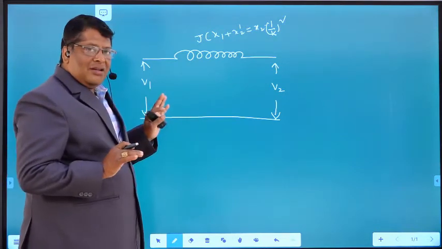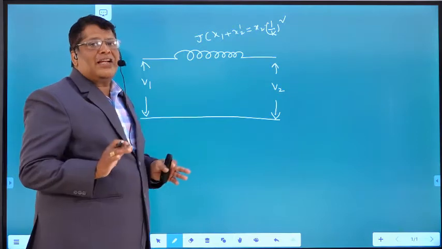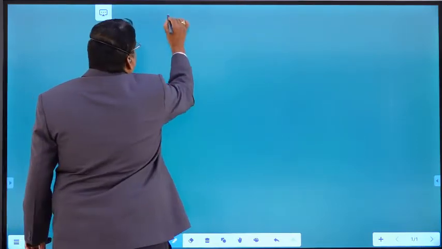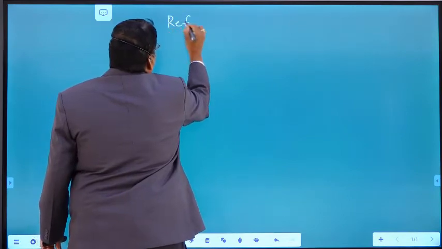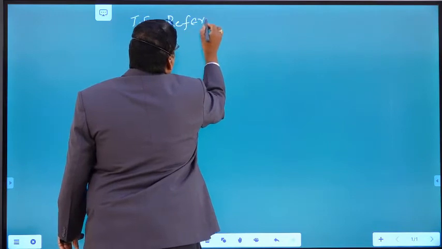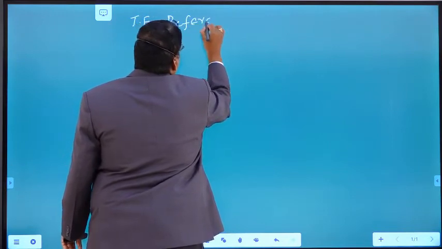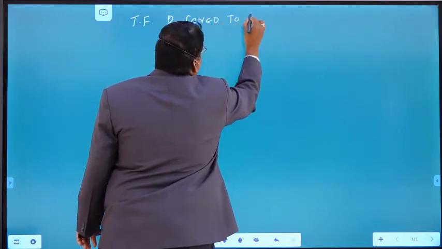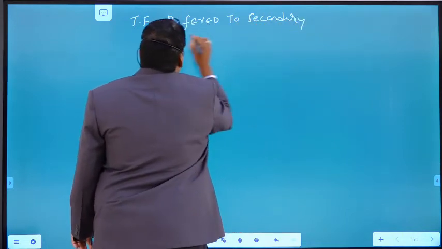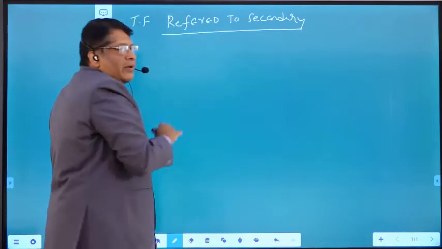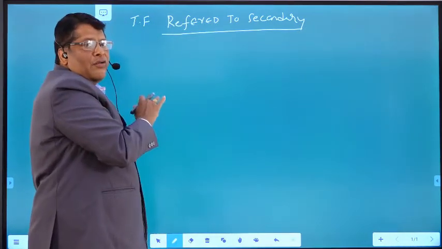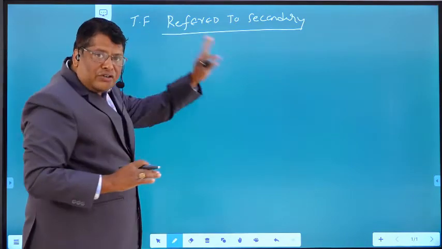But as per electrical machines, now the transformer referred to the secondary. Up to here we have seen the transformer referred to the primary, where the elements in the secondary are transferred to the primary. Now we transfer all the elements to the secondary.